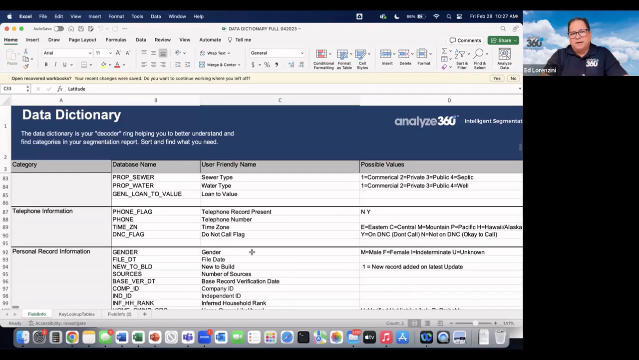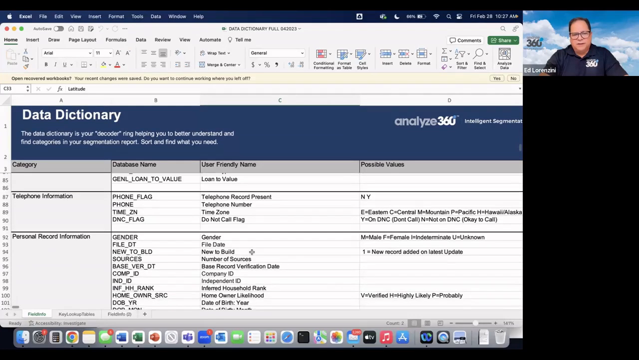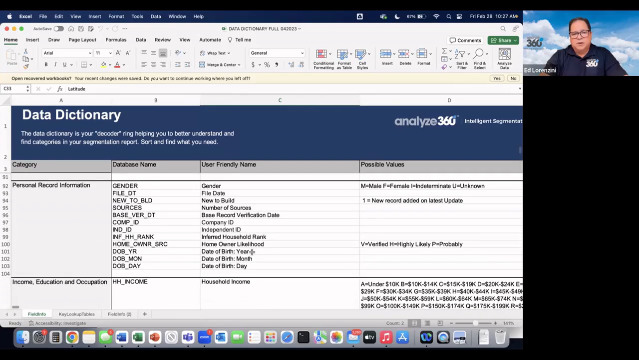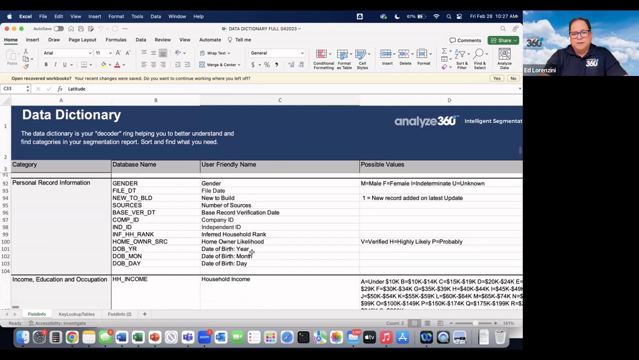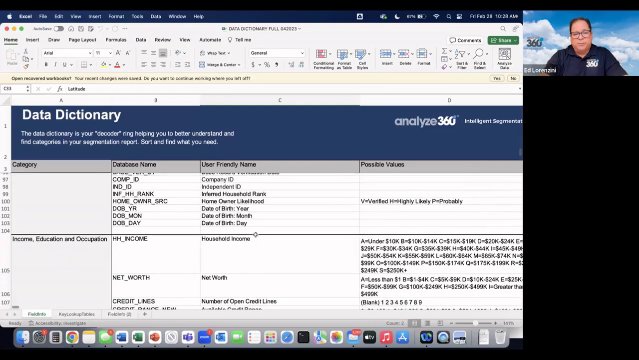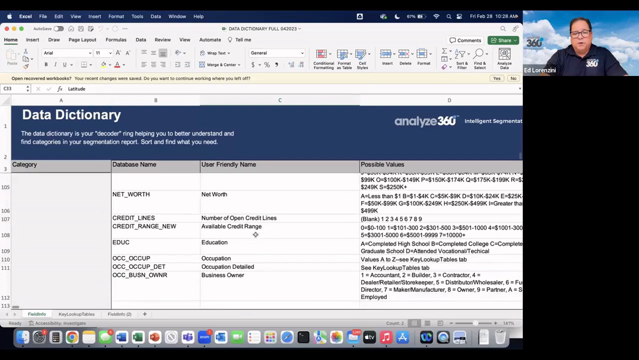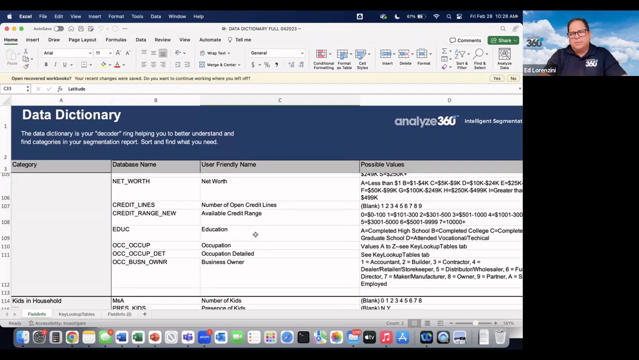We have telephone numbers for about 95% of the database, and we've got the do not call flags as well in there if you need that. We follow all the fair credit and lending and HIPAA rules as well as the calling rules. We've got some personal information that we're allowed to have in terms of their gender, their date of birth, their exact birthday. We have all that. We have information on their household income, their net worth, and we have a lot of information on occupation as well. We have summary occupations, about 30 of those, and then we have more in-depth occupations.